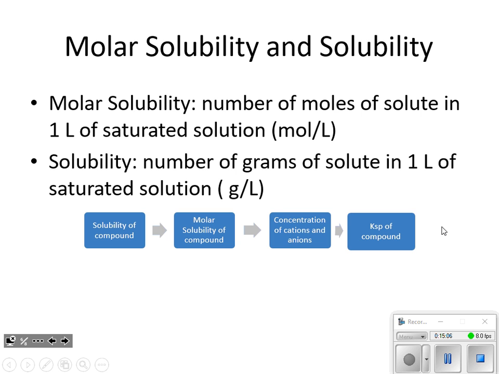Solubility is not referring to the moles of solute, it's referring to the grams of solute. So if you look at this chart, if I gave you the solubility of a compound, I could say something like silver chloride can be 0.3 grams per liter dissolved. That'd be the solubility. If I give you grams per liter, you should be able to convert to molar solubility, moles per liter. Use your periodic table, do a mole conversion. Then we can solve for the concentration of anions and cations, and eventually make our way to solve for the K value.